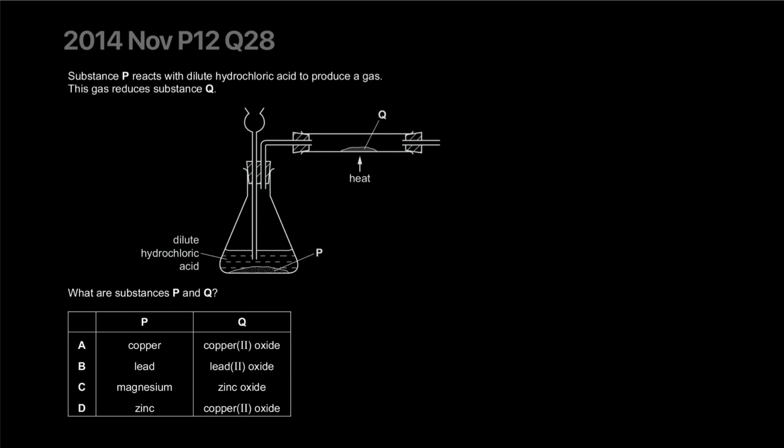Substance P reacts with dilute hydrochloric acid to produce a gas. So P has to be reactive enough to react with an acid, right? So I think they're talking about metal reactivity. Note that anything below hydrogen in the reactivity series, such as copper, does not react with acid. So copper's out. I think everything else is safe because lead, magnesium, and zinc are high up. So all three of these will react.